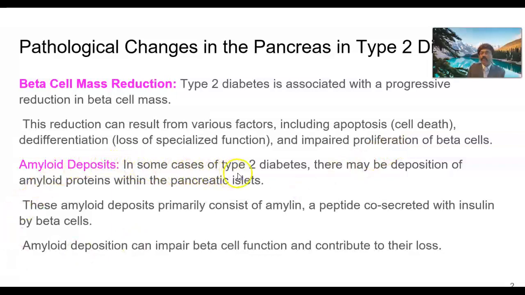Amyloid deposits. In some cases of type 2 diabetes, there may be deposition of amyloid protein within the pancreatic islets. These amyloid deposits primarily consist of amylin, a peptide co-secreted with insulin by beta cells. Amyloid deposition can impair beta cell function and contribute to their loss.